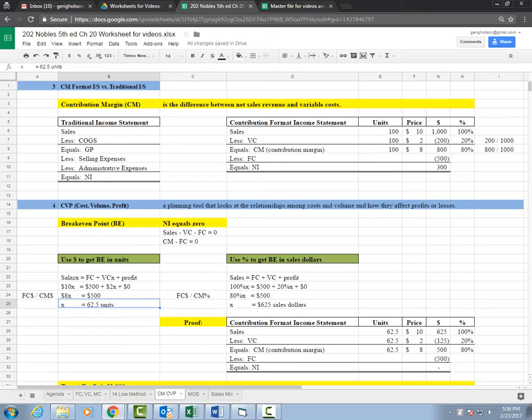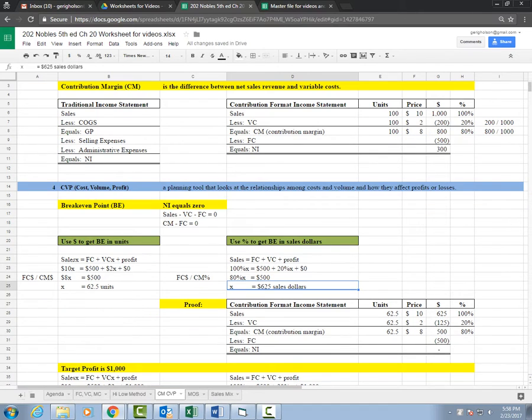Okay, shortcut. If I take 62.5 units, multiply it by my $10 price, I get 625 sales dollars. Well, that's easy enough. But let's go ahead and do the math to get there. My sales are 100% of X. $500 is still my fixed cost. My variable cost percentage is 20% of X, and profit is still 0. So 100 minus 20 is 80%, which is our contribution margin percentage, and we set that equal to $500. So 500 divided by 0.8 is going to give me 625.